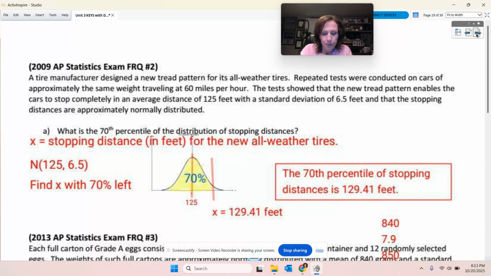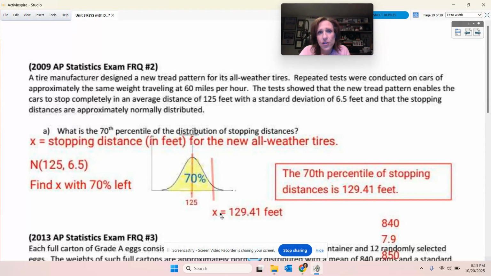All right. So next, here is another statistics problem. What's the 70th percentile for stopping distances? When you read here, you can see, here's the context. Thing number one, state the context: the stopping distance in feet for the new all-weather tires. Number two, state the normal model you're using. I'm using a normal model with a mean of 125 and a standard deviation of 6.5. Number three, tell me what you are finding. I'm finding x with 70% to the left of it. Four, draw a picture. So I have this picture here with 70% to the left of the unknown x.